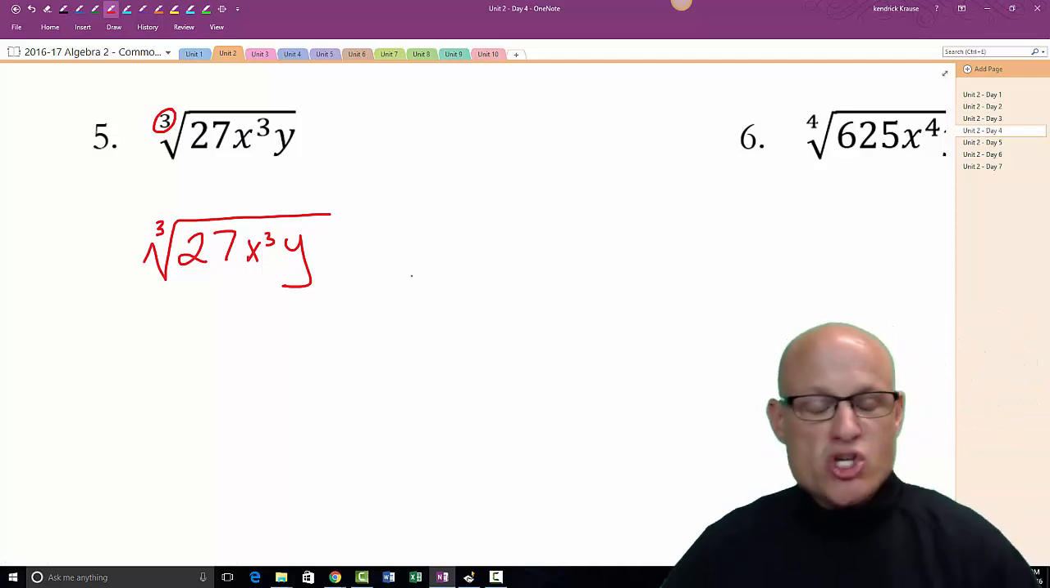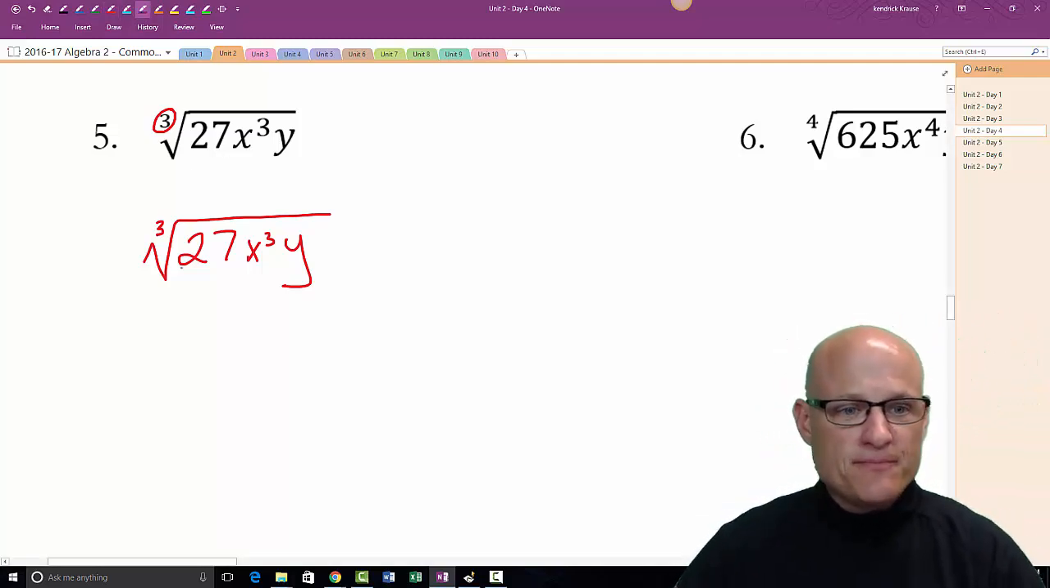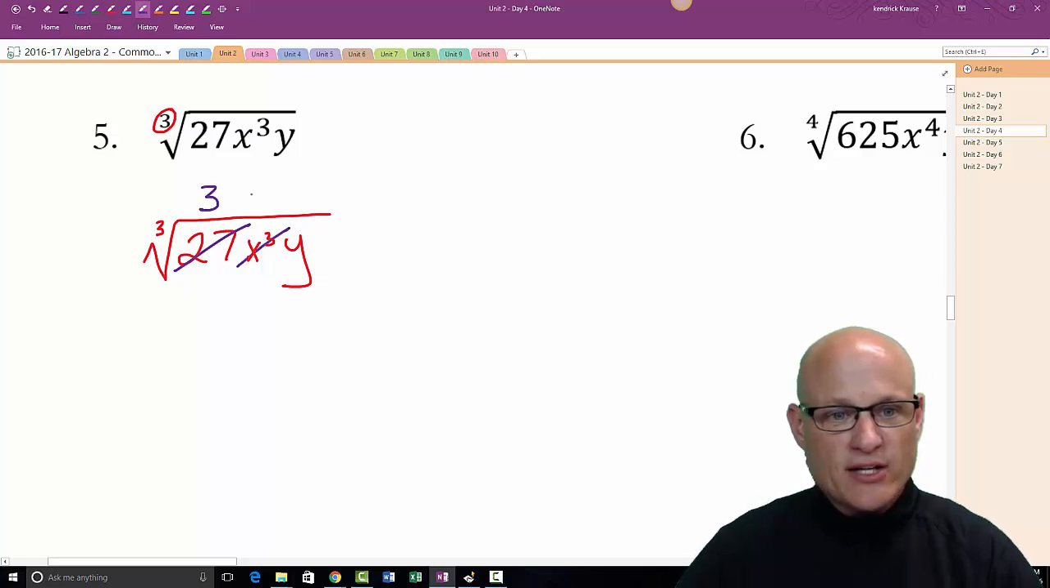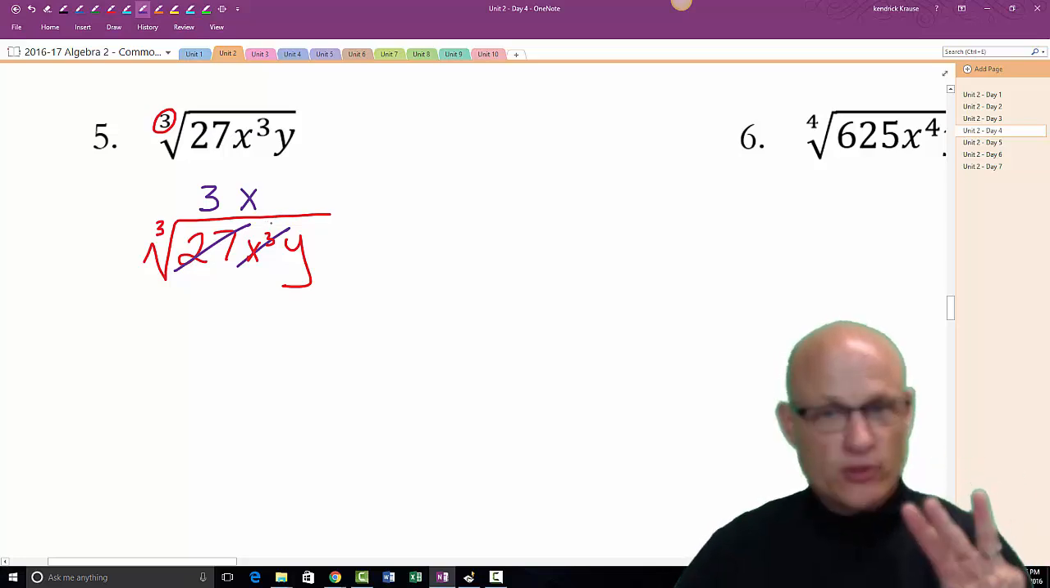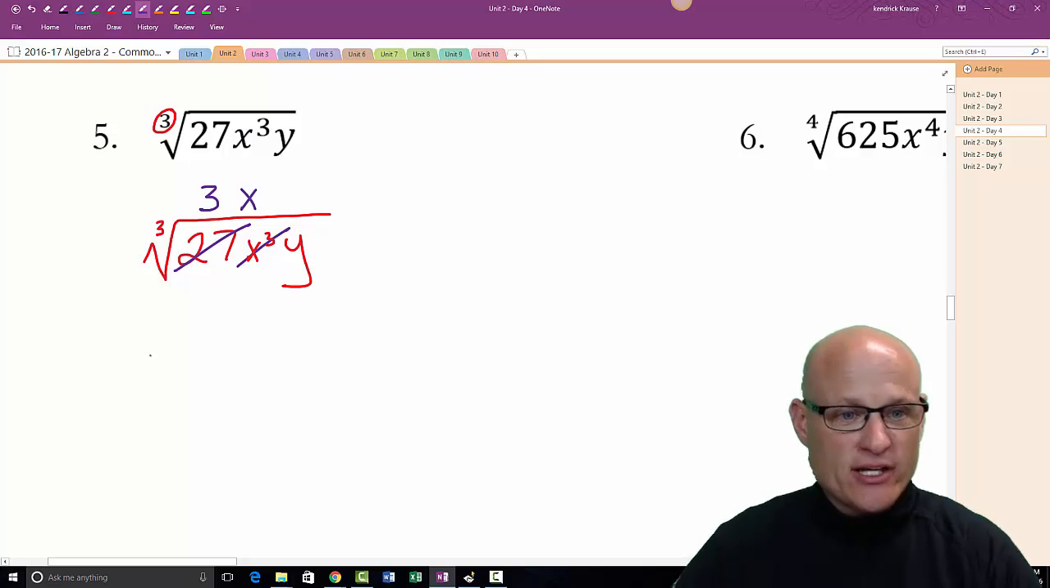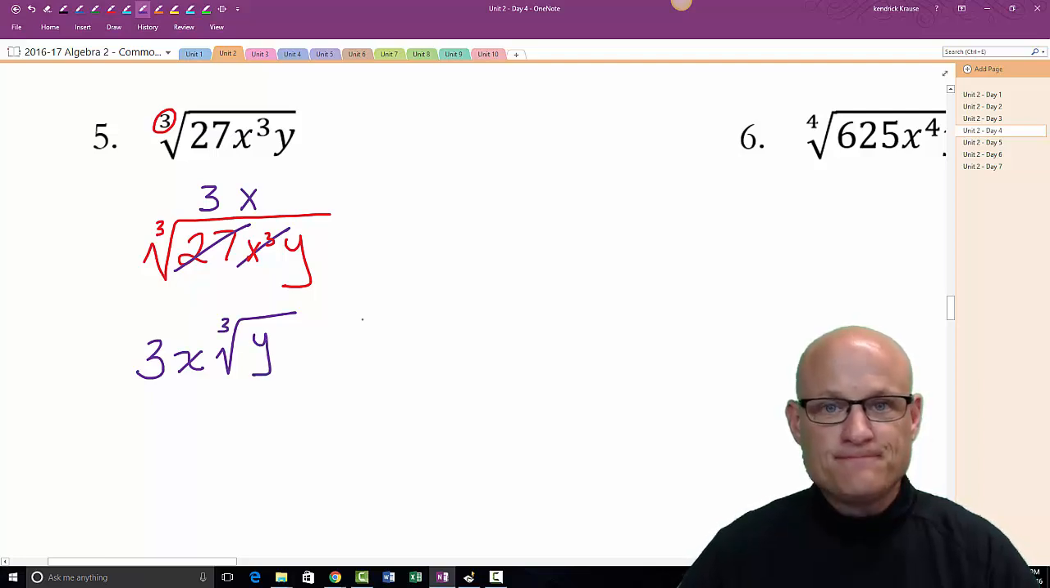The cube root of 27 is 3. The cube root of x cubed is x. Remember, you're looking for groups of 3. It's a cube root, so you're looking for groups of 3. And that's all I can do. So 3x cube roots of y.